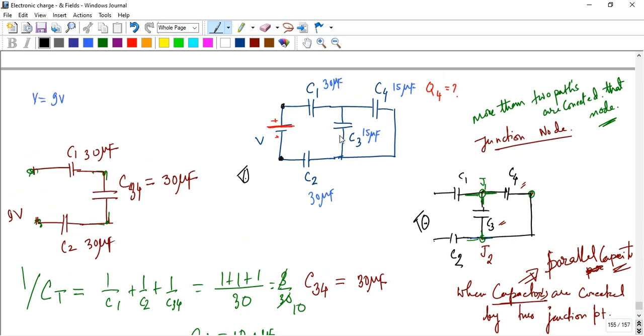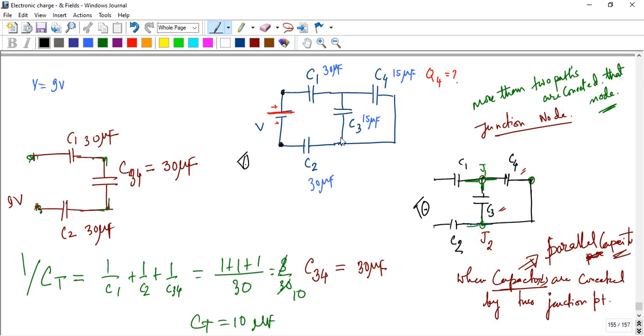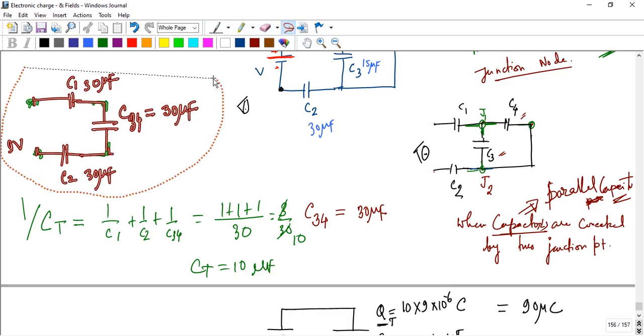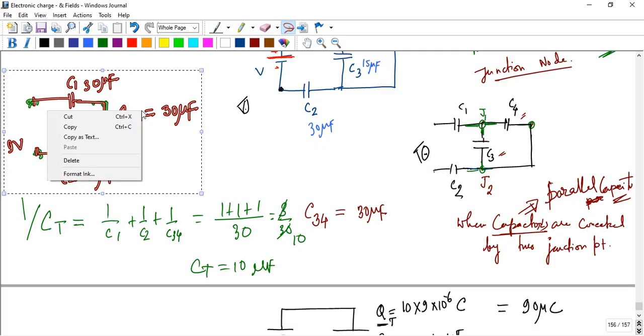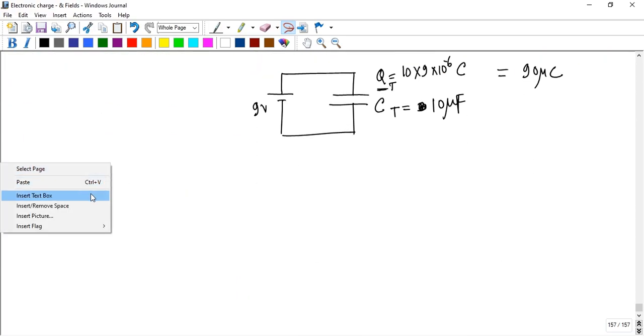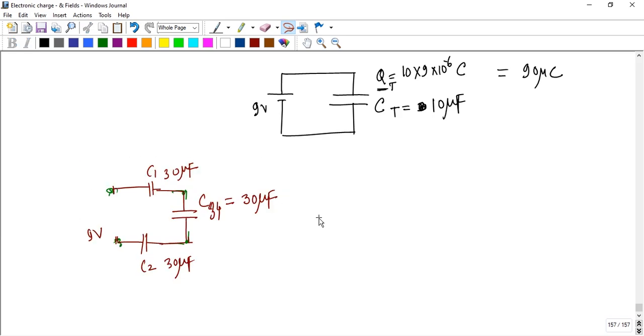Now here the important concept is the series and parallel concept. The series and parallel concept. And you see that diagram. Before that, in this diagram, these three are in series connection. Now copy this diagram. Here these three are in series.